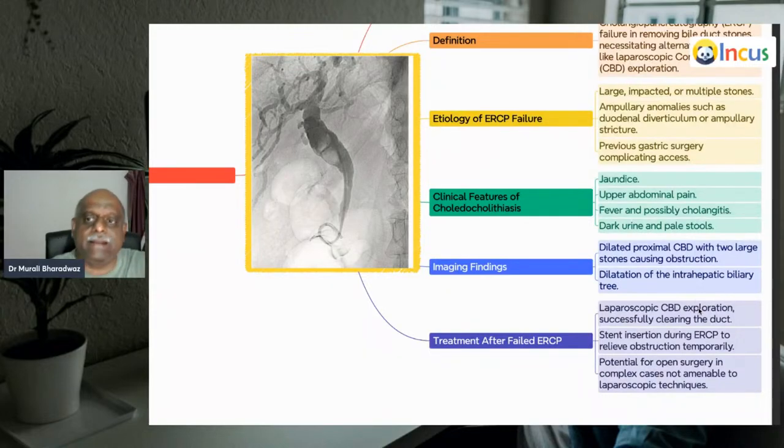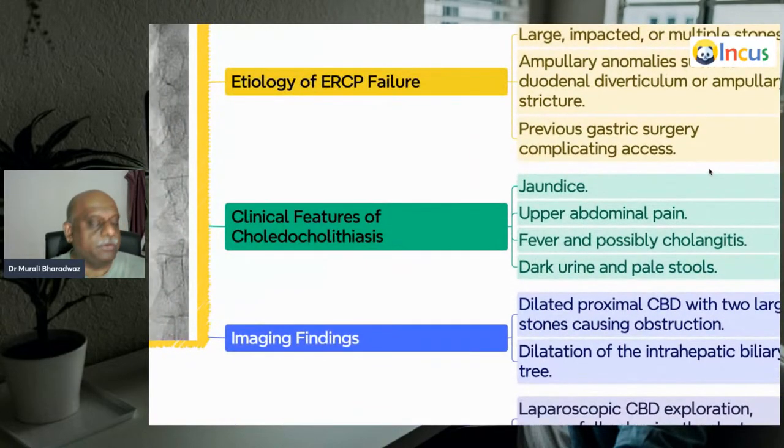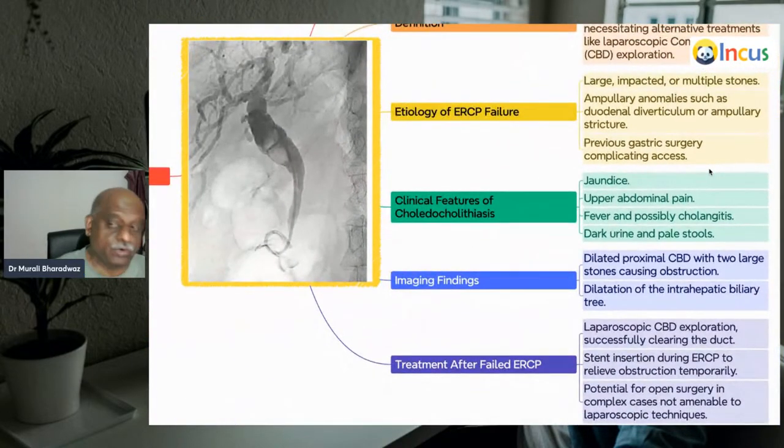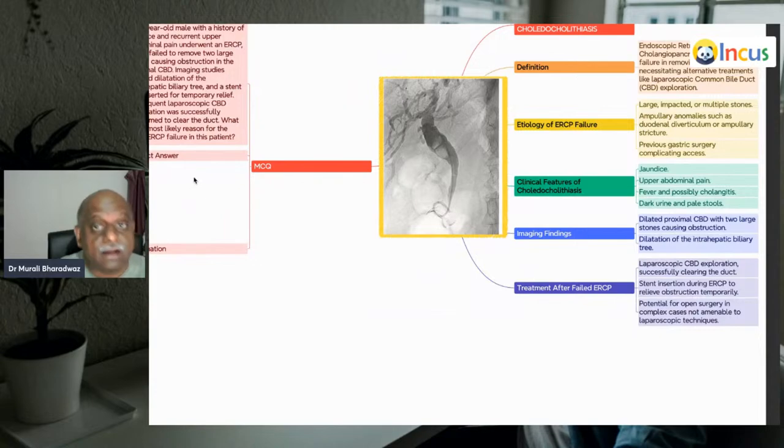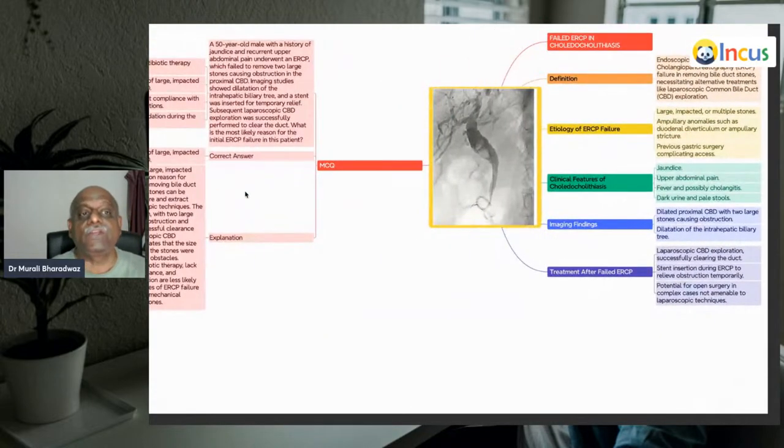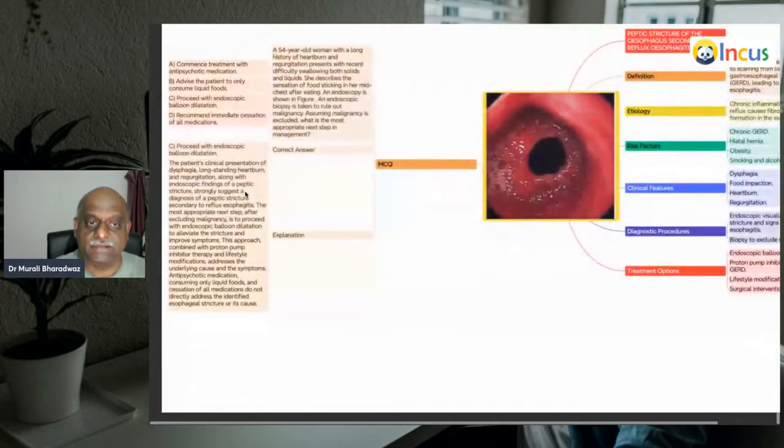And what are the presenting features of choledocholithiasis, doctor? That is a stone in the bile duct, any jaundice, upper abdominal pain, fever suggestive of cholangitis, dark urine, pale stools. And what do you see on imaging? Dilated proximal CBD with two large stones which are causing the obstruction and dilation of the intrahepatic biliary tree is what you are able to see, doctor.